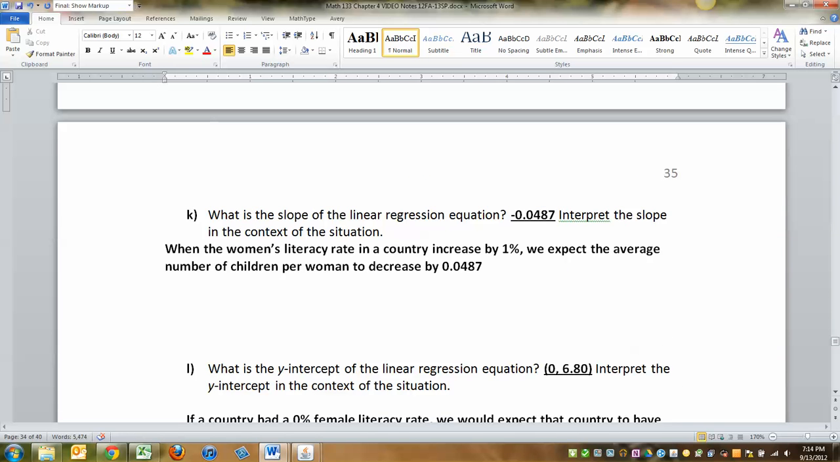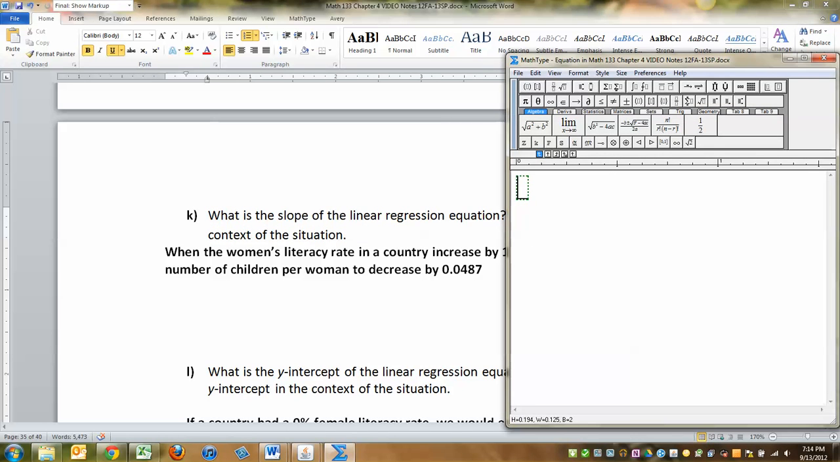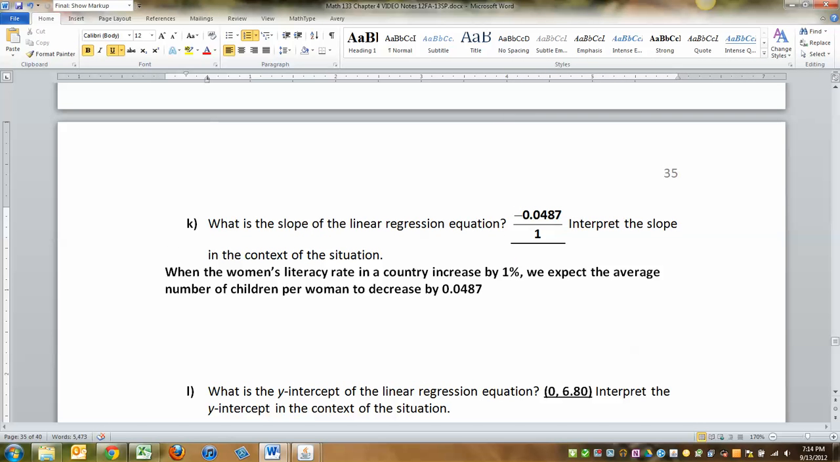So the slope is negative 0.0487. Remember, that's really negative 0.0487 over 1, because it's vertical change over horizontal change. Matter of fact, I'm going to write it like that. Negative 0.0487 over 1. Okay. Now, what does that mean?